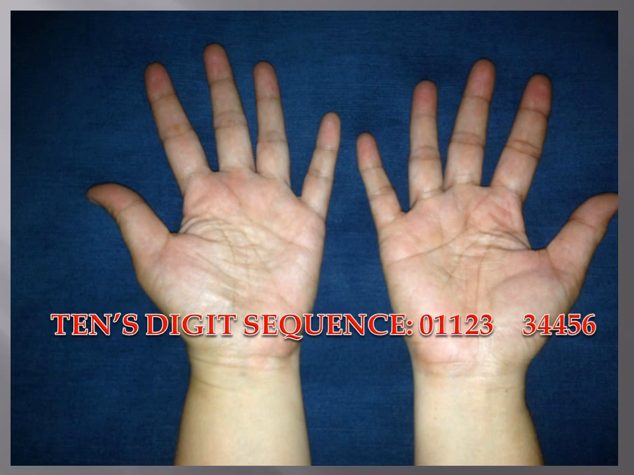First, when dealing with the multiplication by 6, all you have to do as the first move is to master the tens digit sequence. And they are from the left hand to the right hand. For the left hand, we have 0, 1, 1, 2, 3. And for the right hand, we have 3, 4, 4, 5, 6.